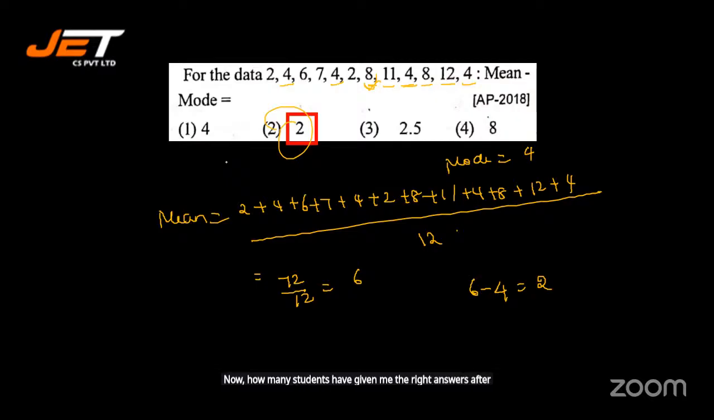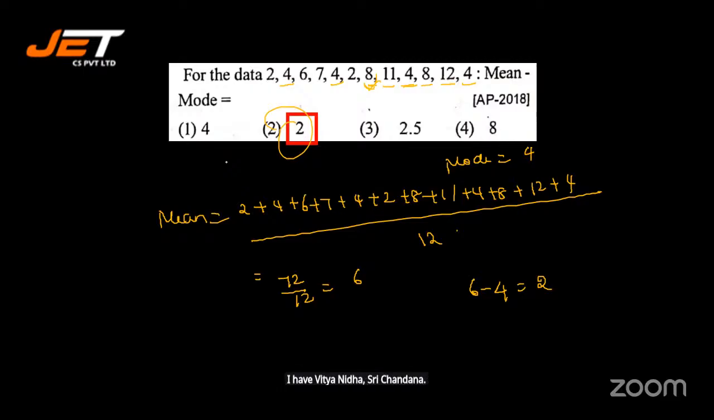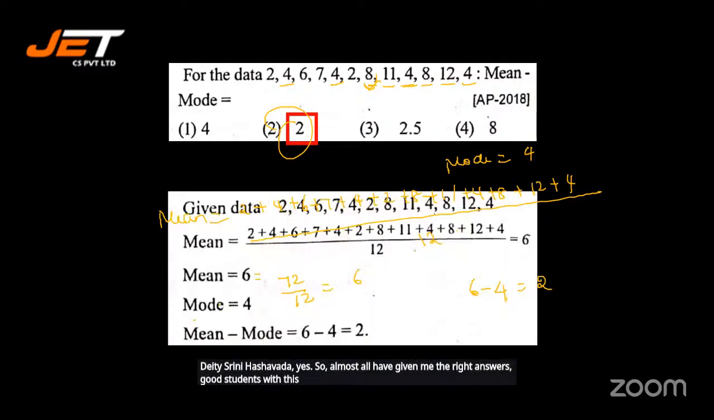After a long time, I'm seeing your names. I have Deeksha, Nida, Sri Chandana, Lavanya, Amulya, Tejashri, Manognya, Sahasra, Vasant, Vaishnavi, Pranita, Deeksha. Yes. Tejashwini, Harshavardhan. Yes. So almost all have given me the right answers. Good students.